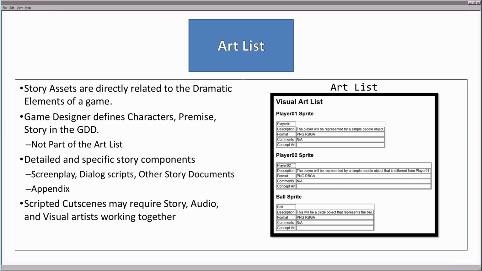This means the game designer, who we can consider the artist in their own right, defines the characters, the premise, and the story within the game design document, and this is not part of the art list. The art list may contain detailed story components in the form of a screenplay, dialogue scripts, and other story documents. However, these also may be separate from the art list and placed in an appendix. In relation to all of this, scripted cutscenes may require story, audio, and visual artists all working together.